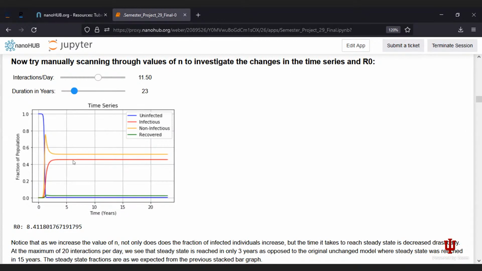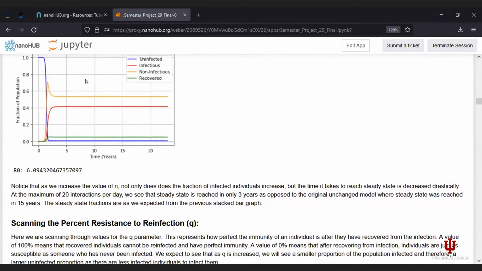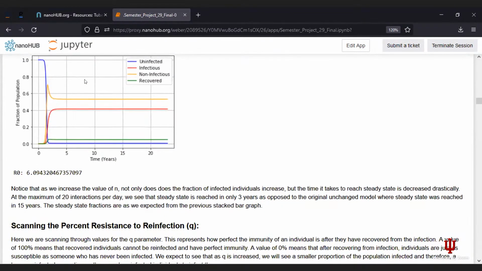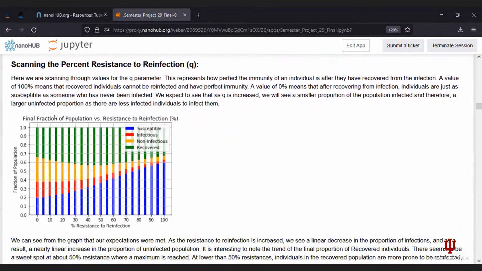So in this case, you have a lot more infected people as you get more interactions. And the R0 changes as you use the sliders as well. Generally, R0 will not keep up with interactions per day. They've also pointed out that the steady states will become delayed or brought earlier based on various factors, or the parameters they adjust in the application. The next one is resistance to reinfection, which basically just means if you already have TB, then what's the chance that you're going to get it again?